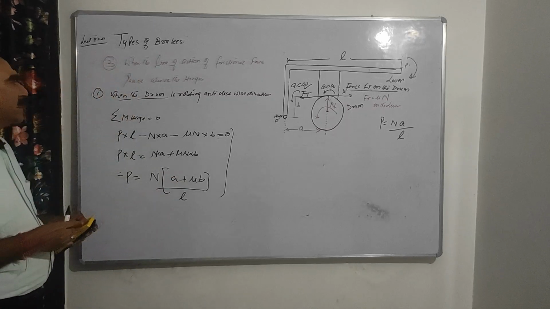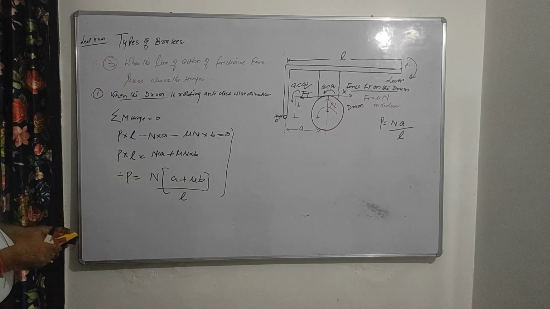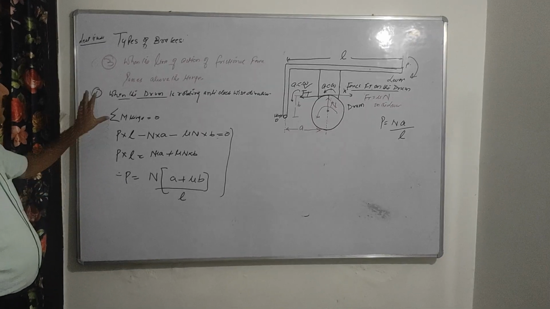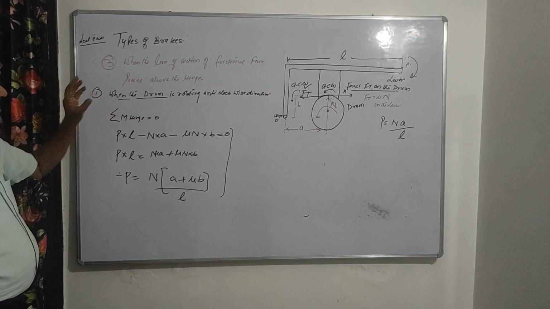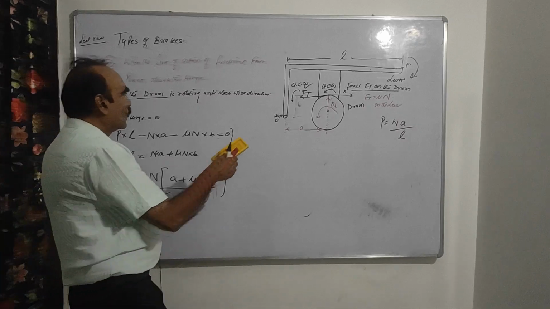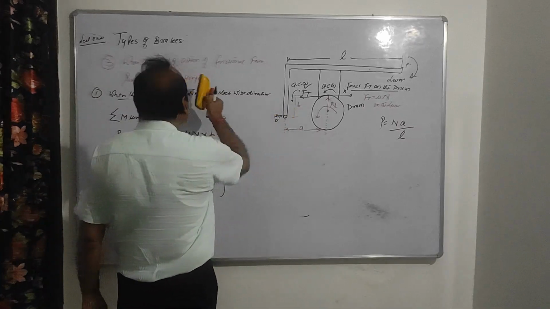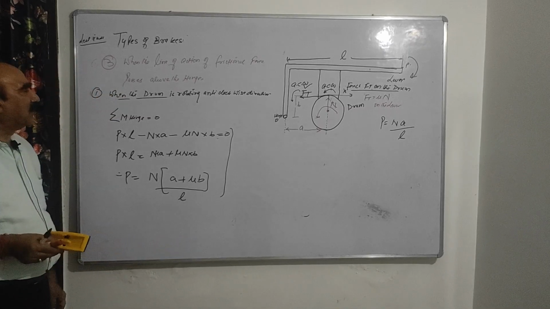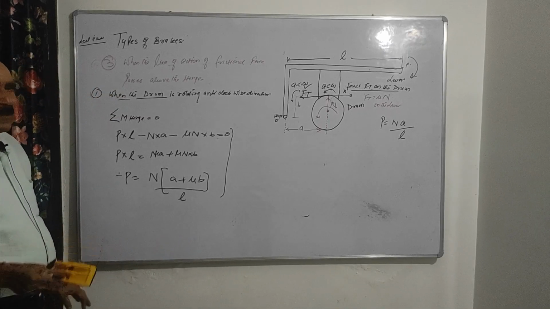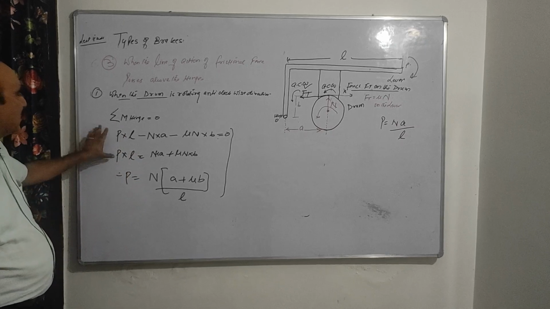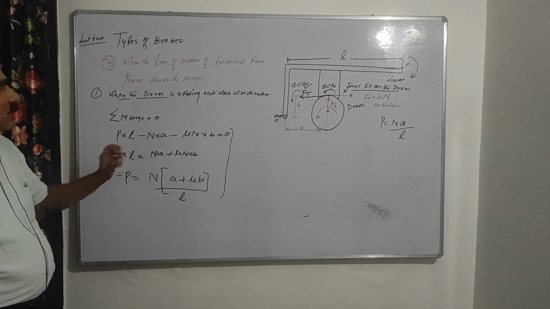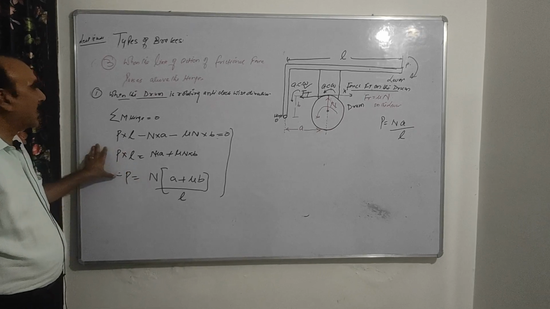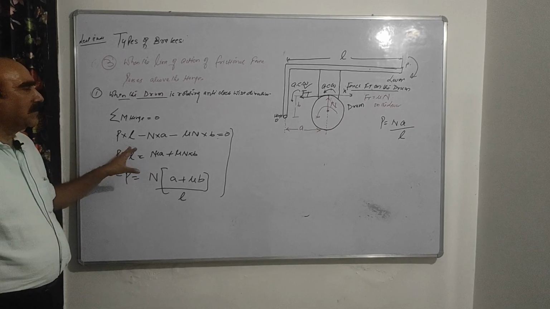So today I have taken all the three cases: when the line of action of the frictional force passes through the hinge, when it passes below the hinge, and when it passes above the hinge. So these are the three cases, and these are the design equations. This is a very important topic. You must take care of it clearly. You must try to understand it well.